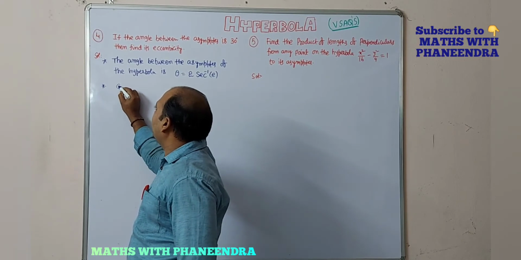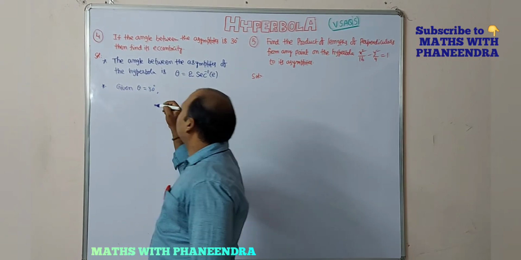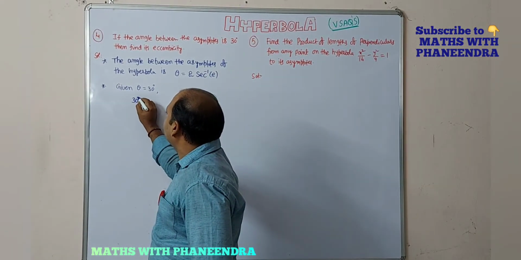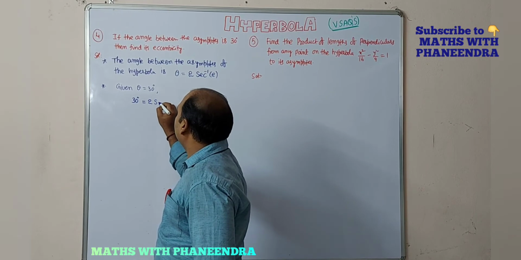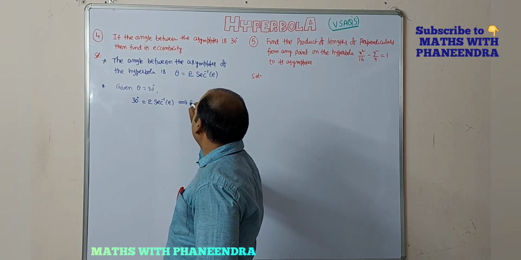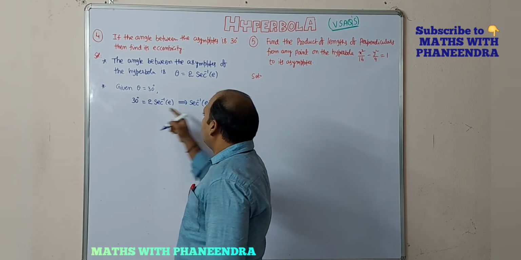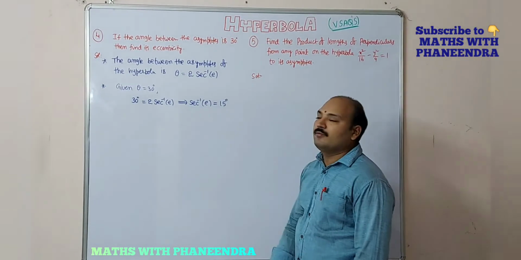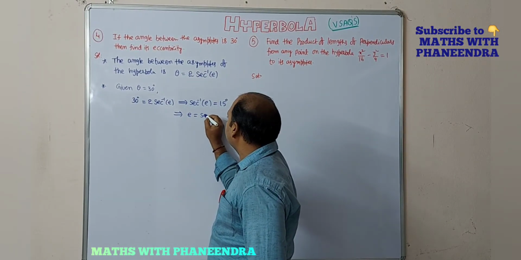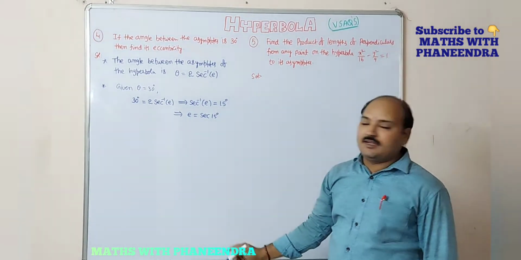After that, given theta is equal to 30 degrees. Substitute the theta value in this formula, it becomes 30 degrees is equal to 2 times secant inverse of e. That implies secant inverse of e is equal to 15 degrees. So eccentricity e is equal to secant of 15 degrees. Secant inverse we can take to this side.